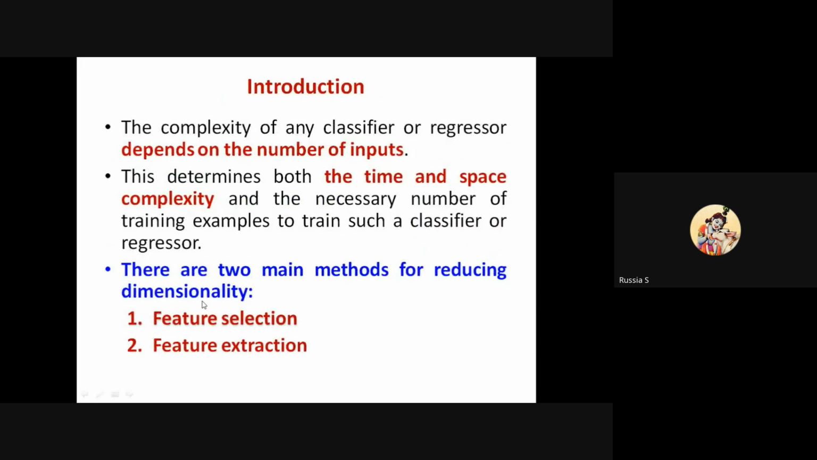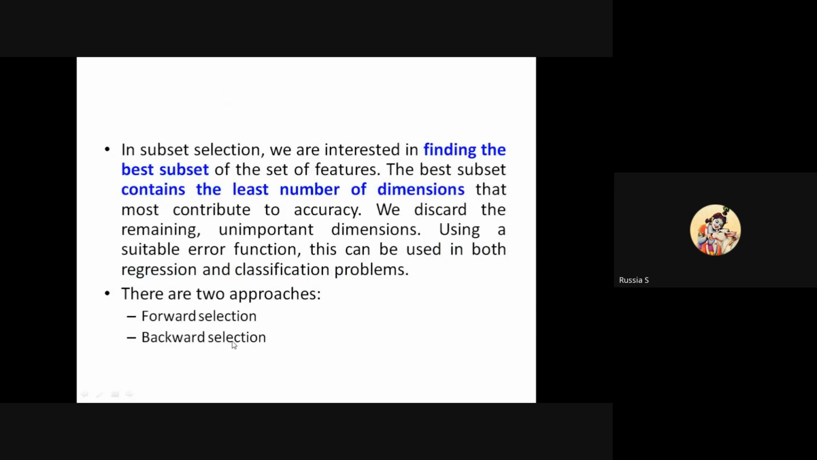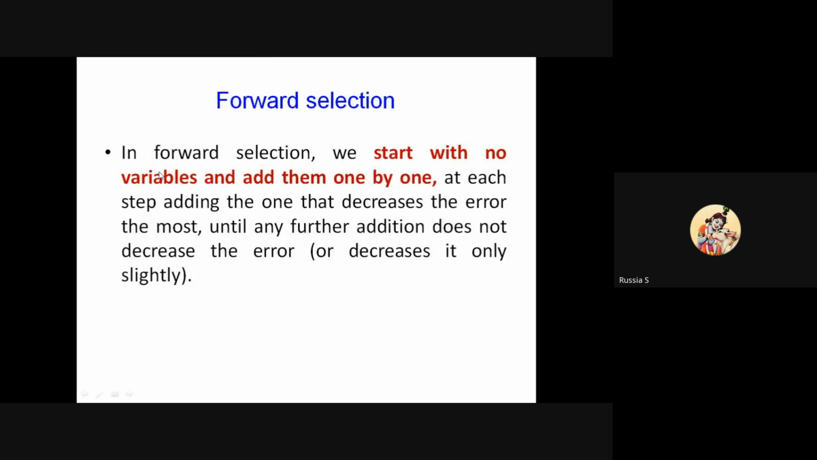So in reducing the dimensionality, there are two approaches: feature selection and feature extraction. In feature selection, again there are two approaches: forward selection and backward selection. In forward selection, we start with no variables and add them one by one. At each step, we add the one that decreases the error the most, until any further addition does not decrease the error. That means it decreases only slightly, not absolutely.